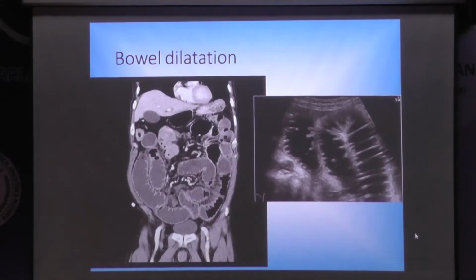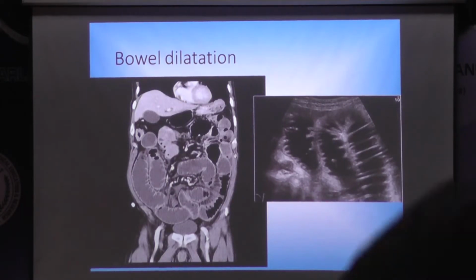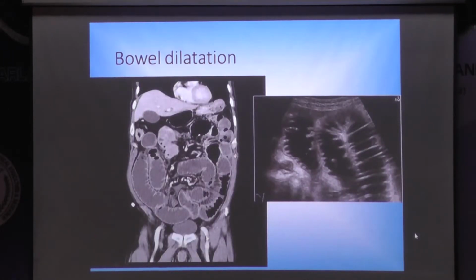So that is where CT and ultrasound come in. Ultrasound and CT give you much more information in that they also tell you about the cause of obstruction. Is there a malignant tumor causing the obstruction? Is there a stricture causing the obstruction? Ultrasound is more useful in picking up tumors causing obstruction, whereas strictures may be difficult, but it still shows you the dilated bowel and the valvulae conniventes here.